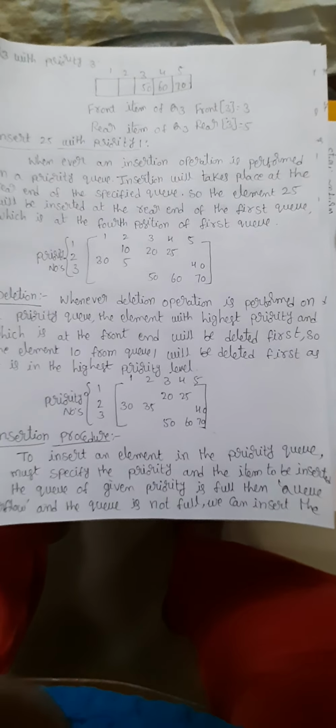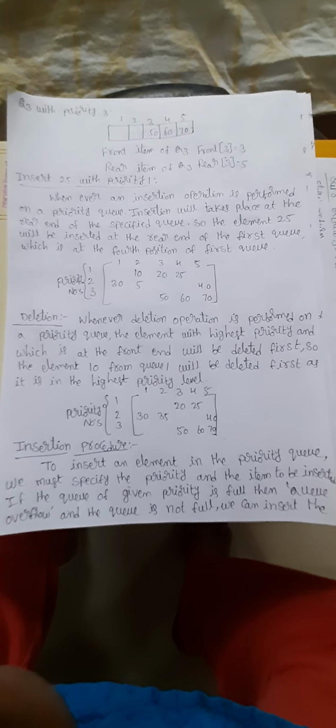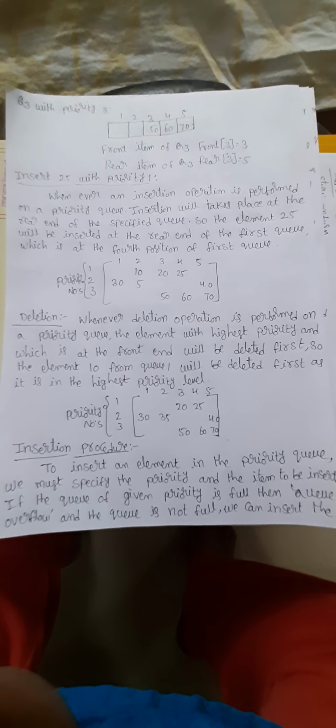will happen. To insert an element in the priority queue, we must specify the priority and also the item to be inserted. That means in which priority and what is the item to be inserted, we have to specify first. And if the queue of the given priority is full, then the queue is overflow. If it is not full, then we can insert the element at the rear end of the priority queue.